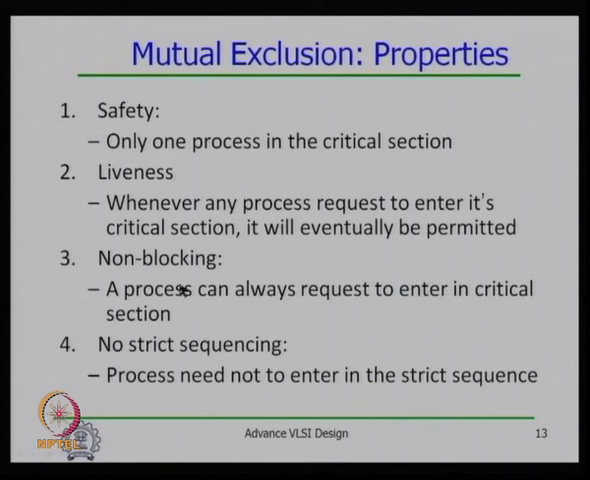The third property we are interested in is the non-blocking property, and this says that a process can always request to enter the critical section. It can always make a request at any point in time. The fourth very important property is no strict sequencing. In some protocols you may use round robin and then this property is violated, but ideally you want there to be no strict sequencing. That means processes need not enter in a strict sequence, that first process P1, then P2, P3, P4 something like that. It should not happen like that.